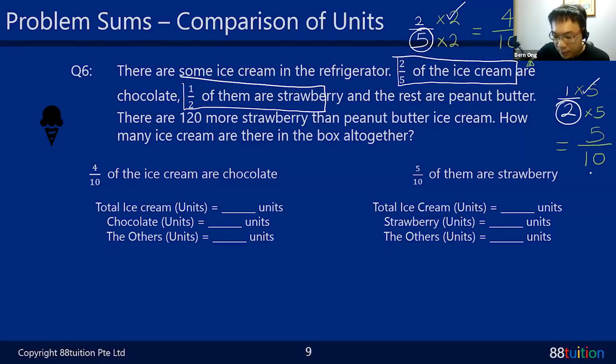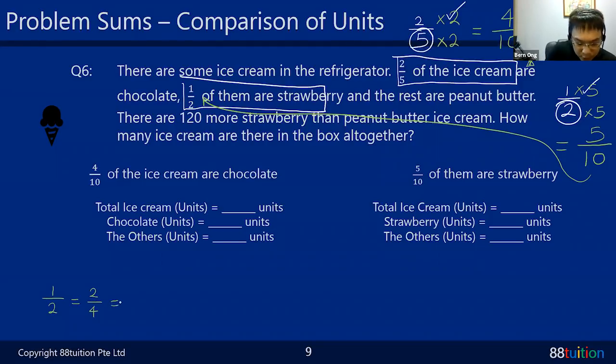5 over 10 can be written instead of 1 over 2. Why? As I say, equivalent fraction. The meaning of equivalent fraction means, as I say just now, for instance, you have 1 over 2. You can actually increase it to what? 2 over 4. How come like that? 1 times 2, then 2 times 2, 4.